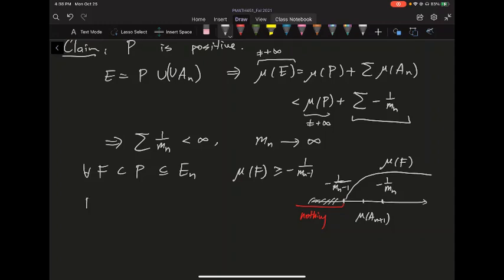Now, we have Mn going to infinity, so this 1 over Mn minus 1 is getting close to 0. That just shows the mu of F is non-negative, so it's greater than or equal to 0. In other words, all subsets of P are going to be non-negative, so P is positive by definition.